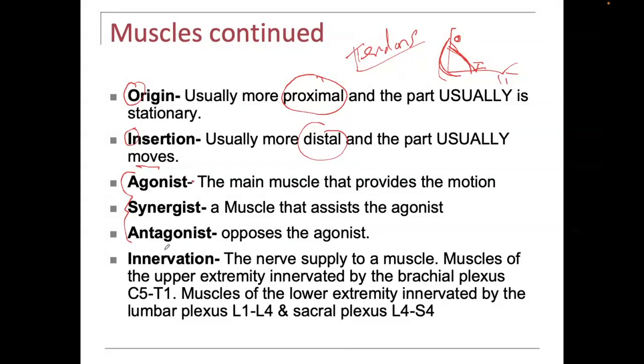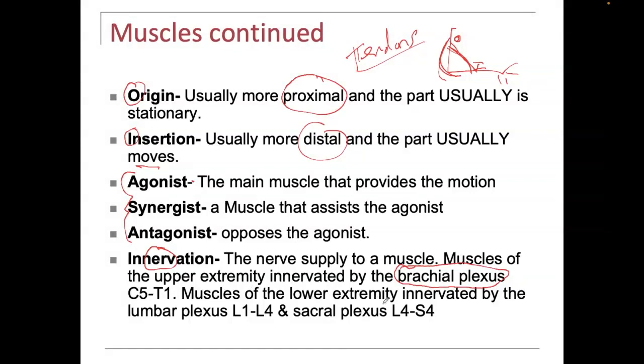And when you hear the word innervation, in the word innervation, we see nerve. How do muscles contract? Well, muscles have nerve supply. It's the nerve supply to the muscle. Now, muscles of the upper extremity, everything from the shoulder down to the fingers, they come from a group of nerves that emanate out of the neck called the brachial plexus. And that's from the levels of C5, C6, C7, C8, and T1 nerve roots.